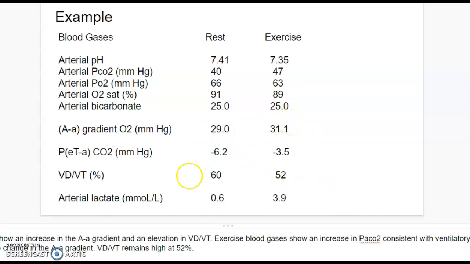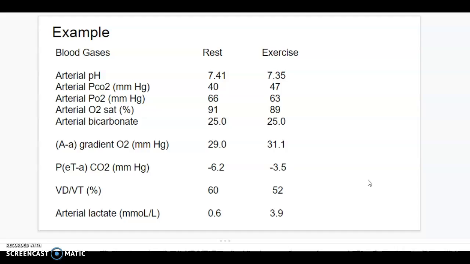The VD/VT starts at about 60% and decreases down to about 52%. So overall, these results show consistency with ventilatory limitation, which, with the patient complaining of shortness of breath to stop the test, all correlates together.